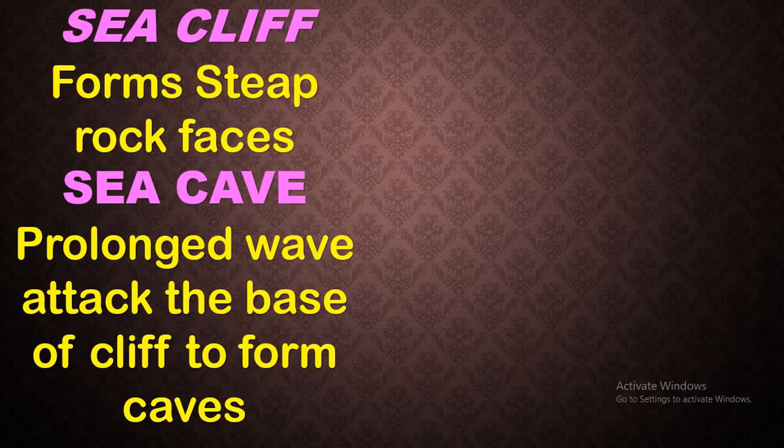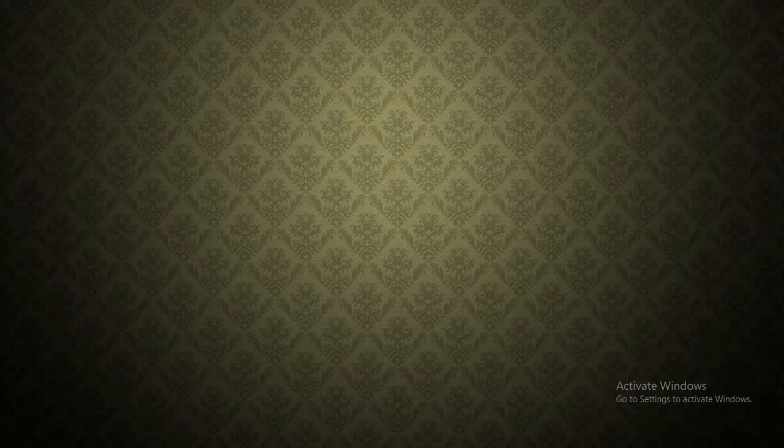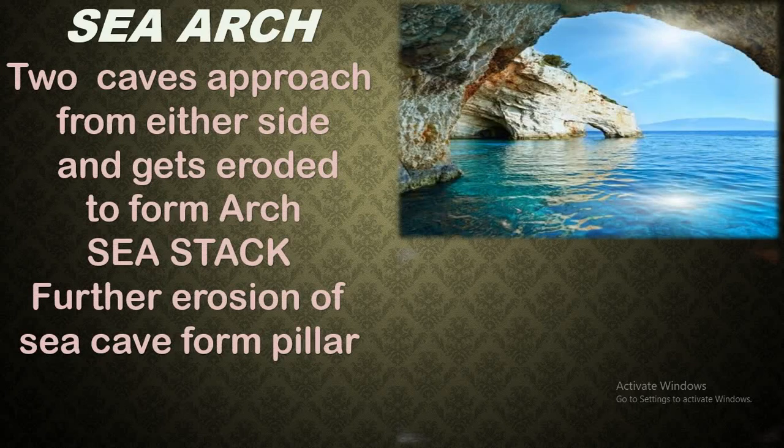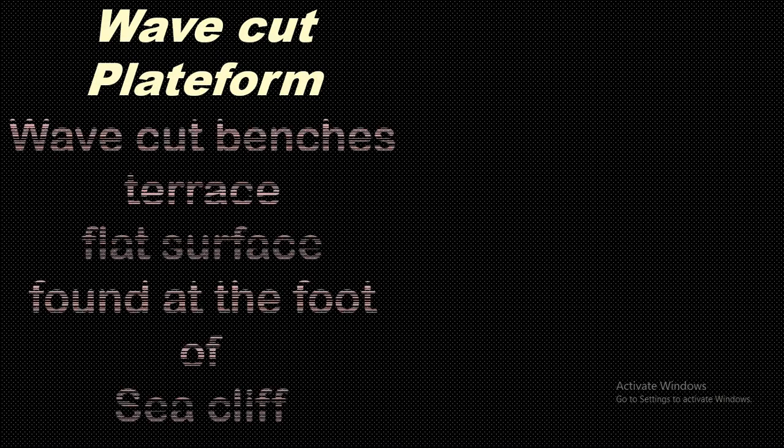Okay children, sea cliff. This is what is a sea cliff. When the waves strike the side of the rock, it gets eroded. And again, with prolonged wave action, it creates a sea cave, makes a hole. And sea arch, when two caves are cut and struck by the waves, all these get eroded and create an arch. And when the arch gets further eroded, it creates a sea stack. Finally, the wave cut platform.